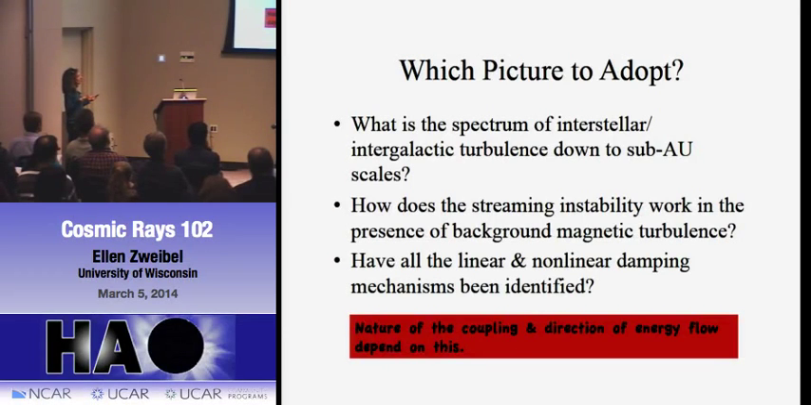What's the spectrum of interstellar and intergalactic turbulence down to the scales which are relevant for shearing these wave packets apart? And how does the streaming instability work in the presence of the background magnetic turbulence? And is there some damping mechanism for the waves that we haven't identified, that we haven't thought of yet? And this may all seem kind of obscure, but the whole nature of the coupling and the direction of the energy flow depend on our answers to these questions.